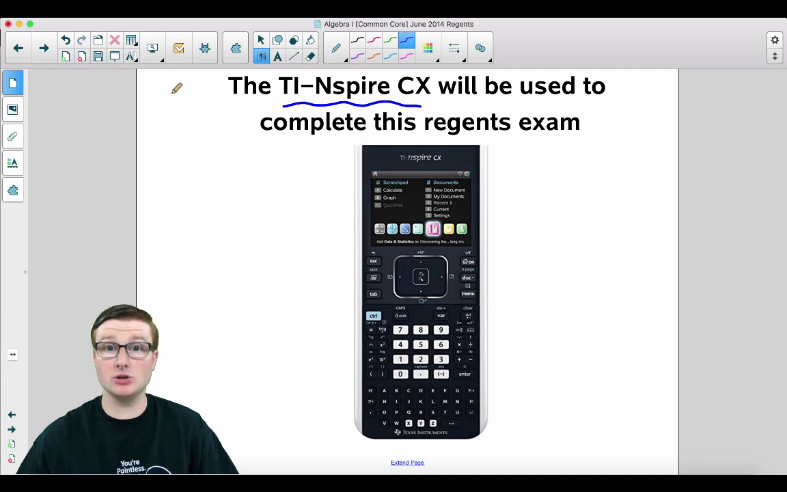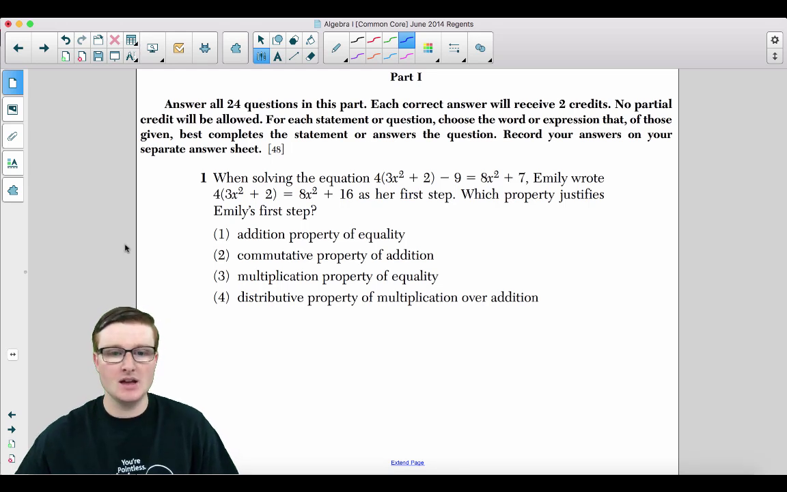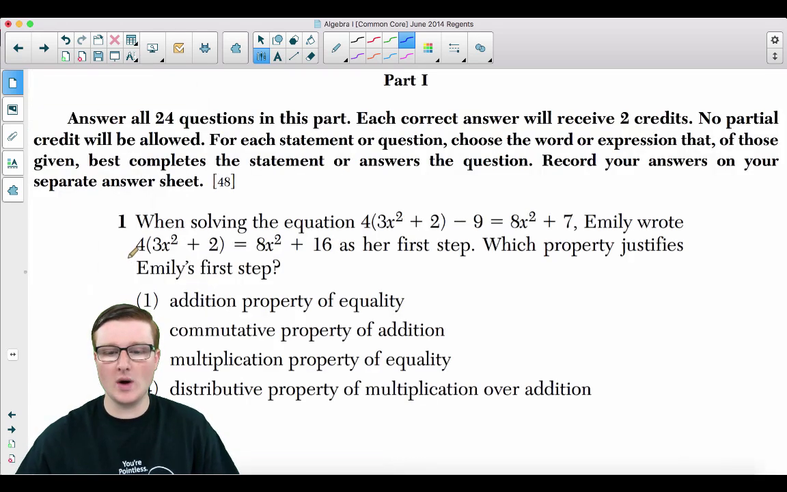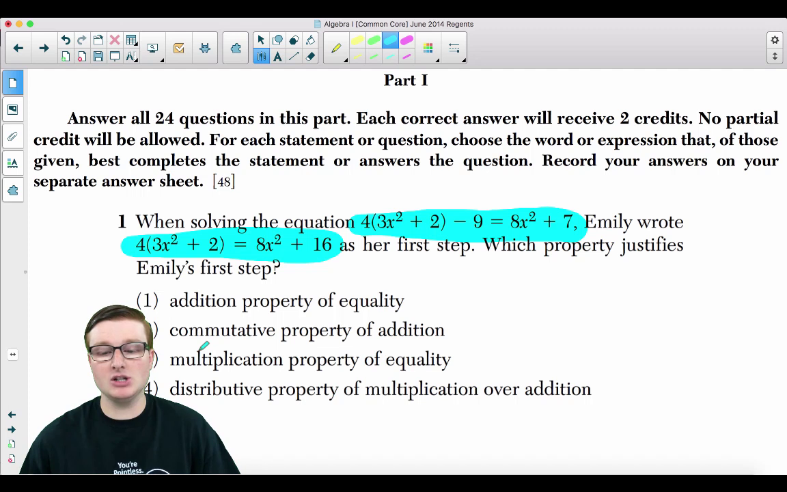All right, without further ado, let's begin the June 2014 Algebra 1 test. Here we go. All right, number 1, when solving the equation 4 times (3x squared plus 2) minus 9 is equal to 8x squared plus 7, Emily wrote this as her first step. So she started off with the problem, and she then wrote this thing down here. Which property justifies Emily's first step?